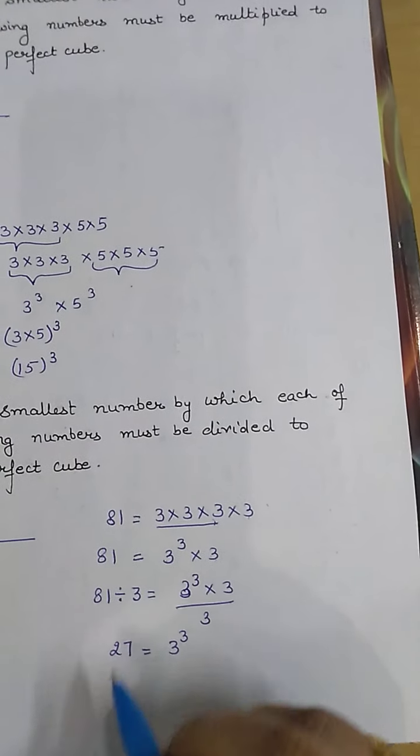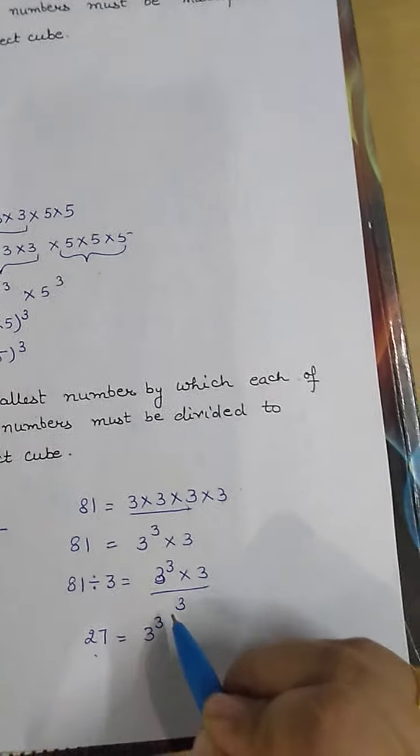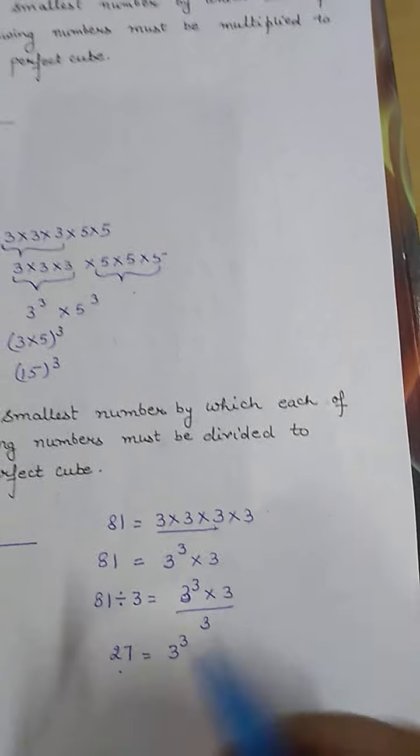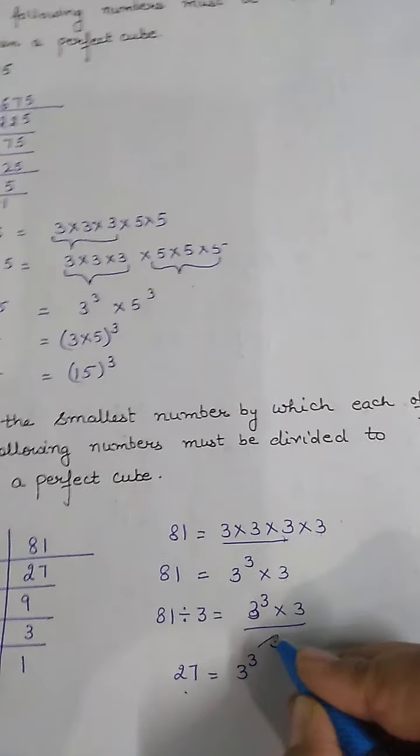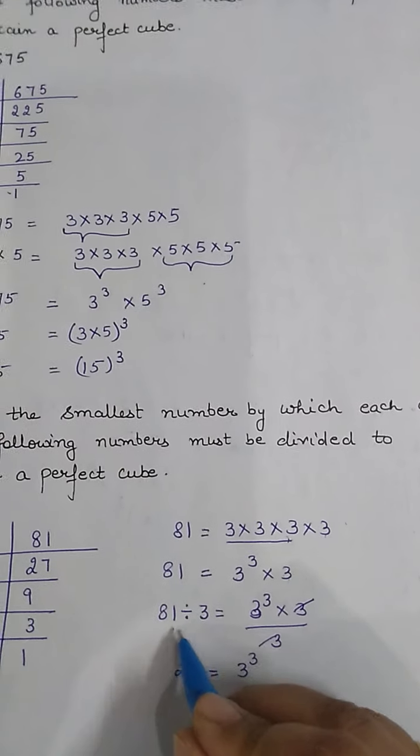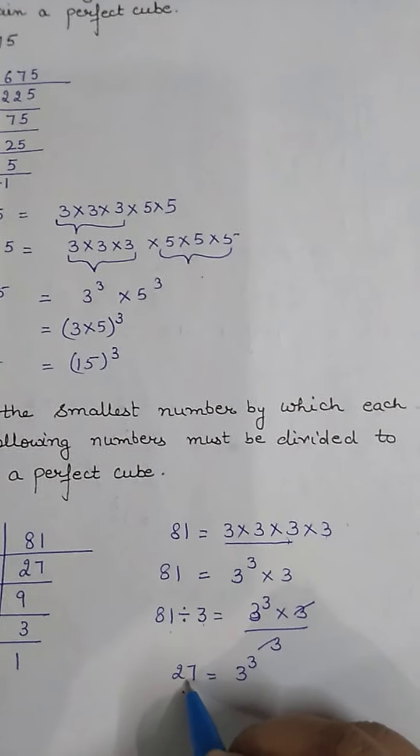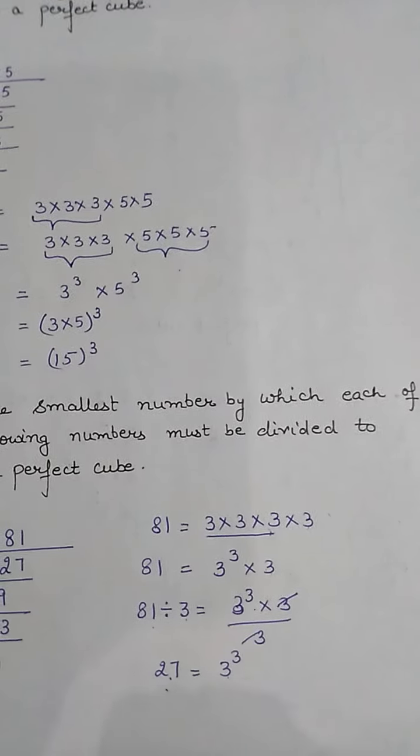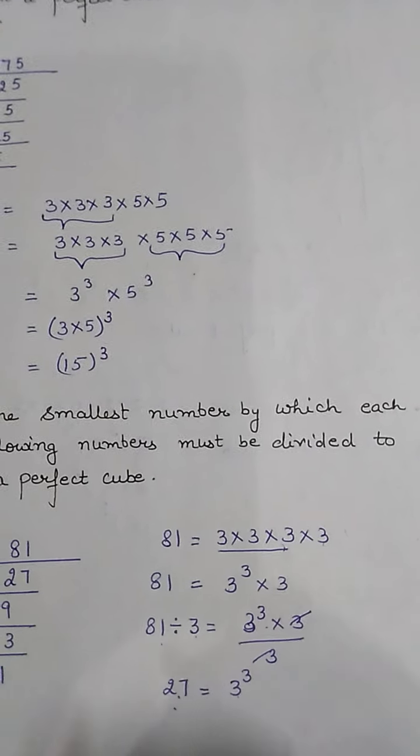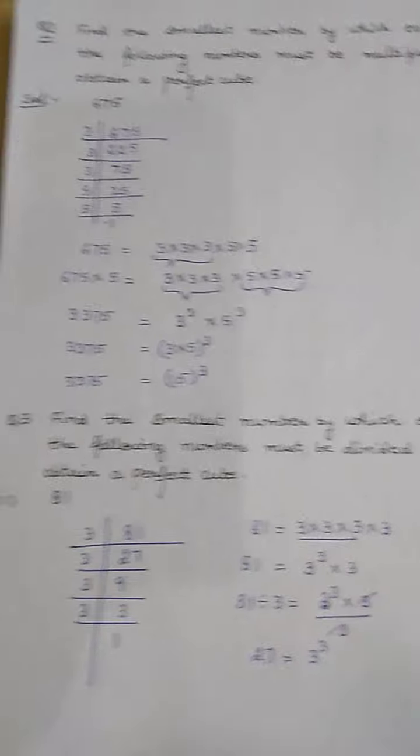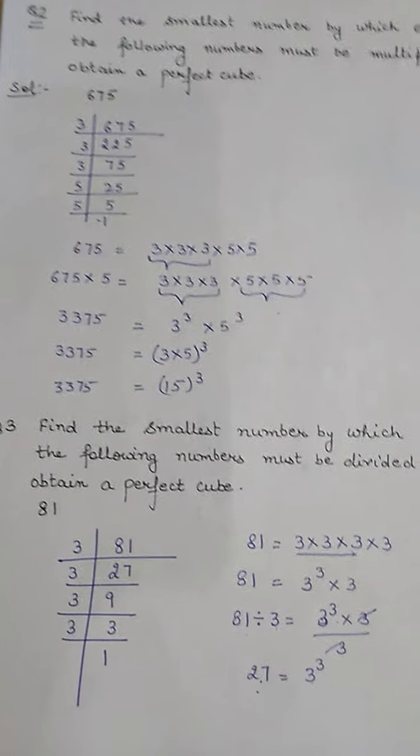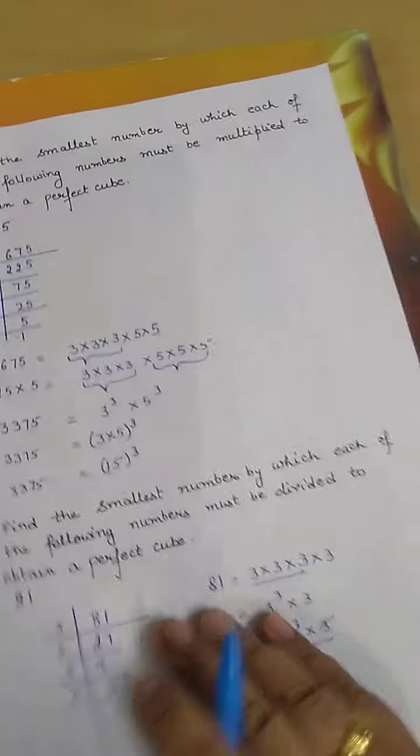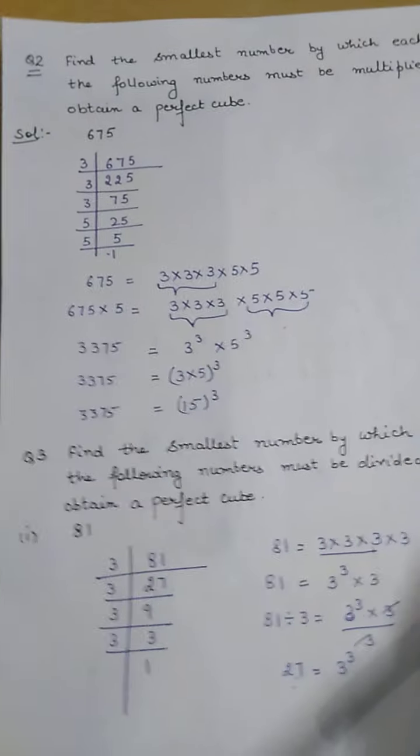So 81 divided by 3 will give you 27. Here this 3 will cancel with 3. And 81 after dividing by 3 will give you 27, and this 3 cube is left here. So 3 into 3 into 3 will give you 27. So you will divide 81 by 3 so that you will get a perfect cube. So now students, please try these questions number 1, 2 and 3 at your home, the other parts also.